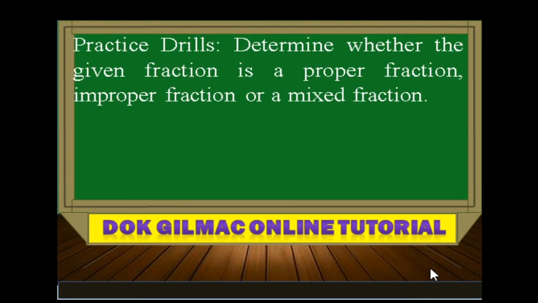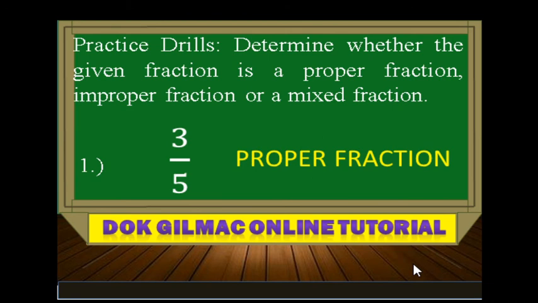Now let's have a practice drill. Determine whether the given fraction is a proper fraction, improper fraction, or a mixed fraction. 3/5. As you can see, the numerator is smaller than the denominator. So this is just an example of a proper fraction. So take note of that.